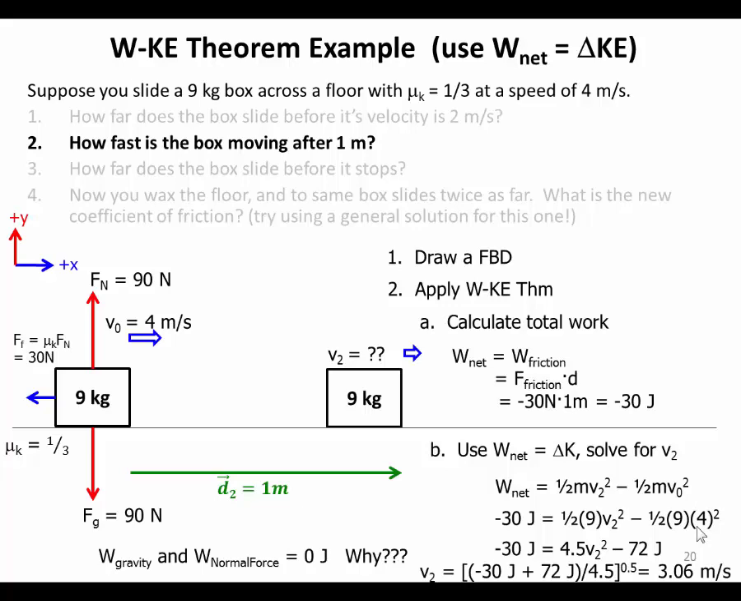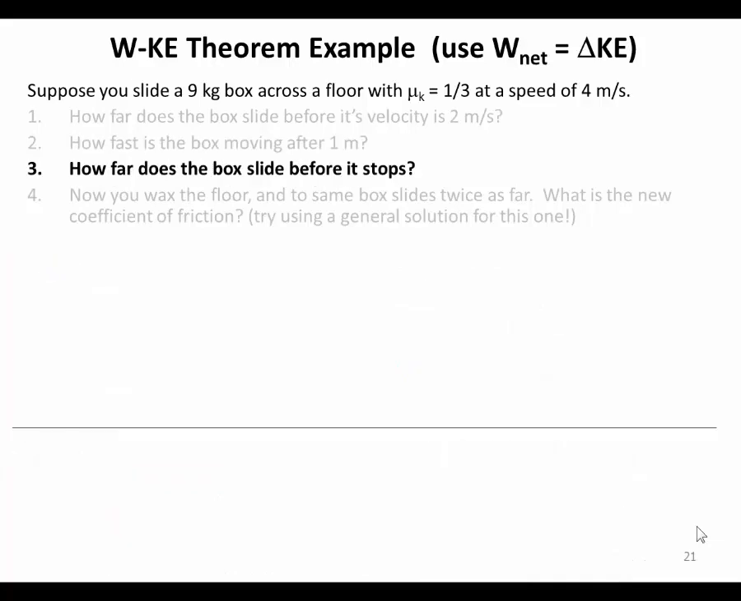Like we said, we knew in the previous problem that when the box is moving at 2 meters per second, it had traveled 1.8 meters, and so this aligns with our previous answer, the fact that this should be a higher velocity, and sure enough it is.